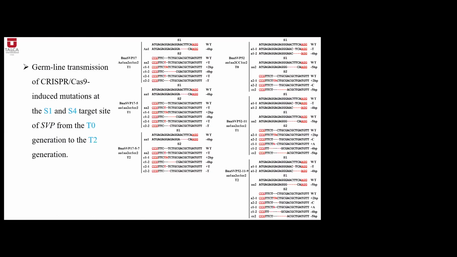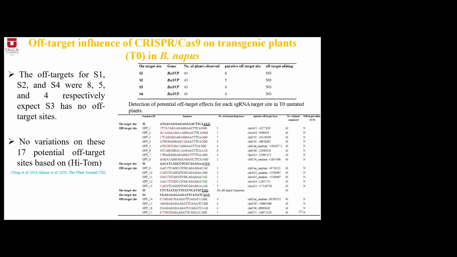So this is a stable example of stable transmission, like T0, T1, T2, with the same mutation type in the T0 generation, T1 generation, and T2 generation. It means this is a stable homozygous mutant plant, and the mutation is also stable from T0 to T2.